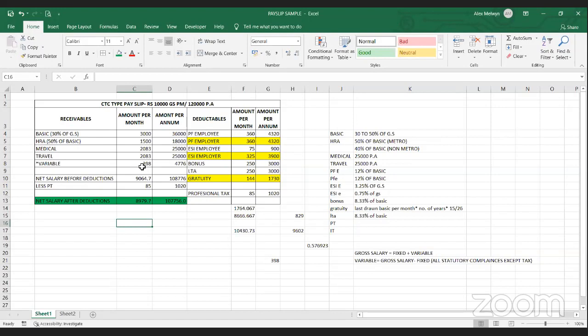So this is a very simple pay slip. Of course, there is a lot of complexity, and there are a lot of other pay sheets too, but this is a very simple understanding you need to get of how pay slips work. This is how the rough calculation is. I have shown you all these calculations, right?